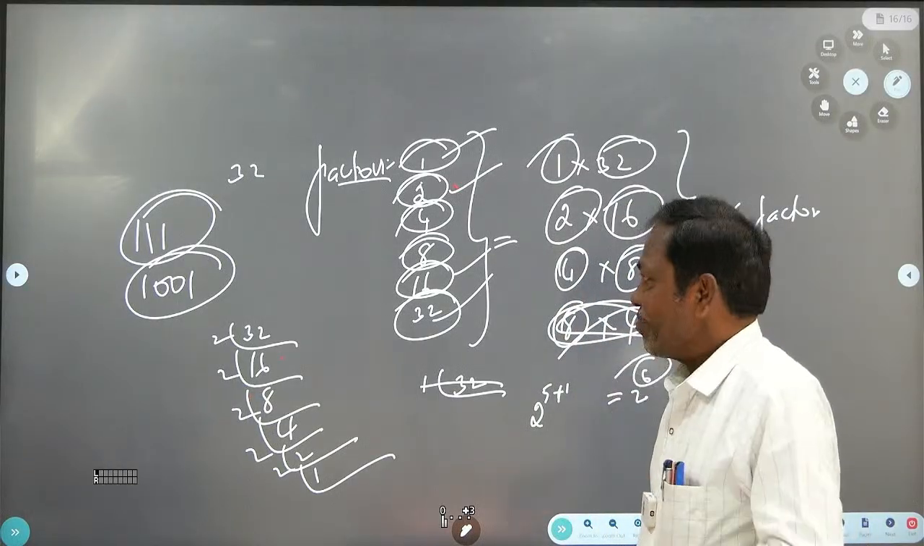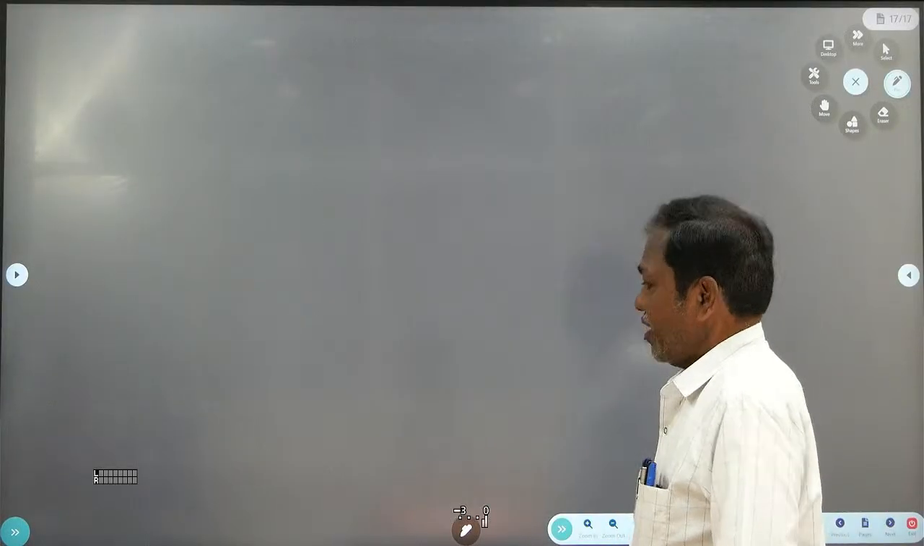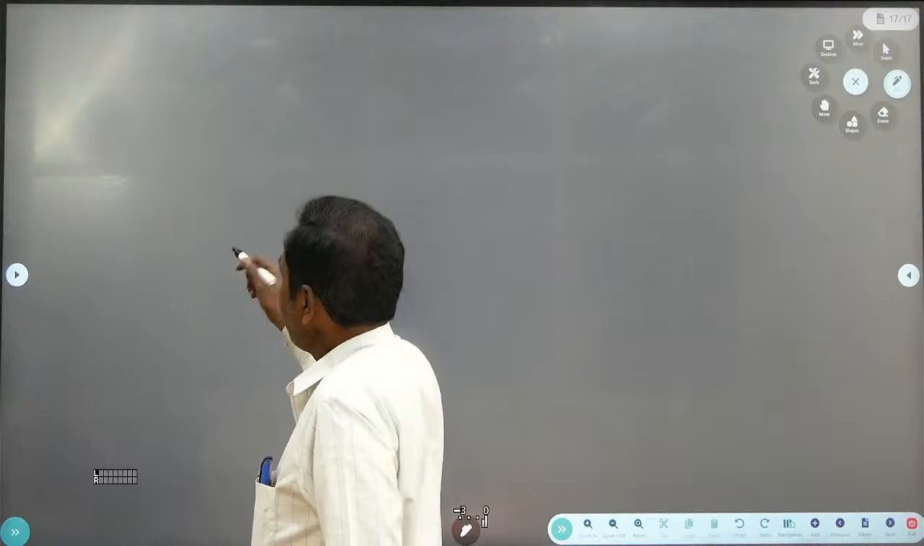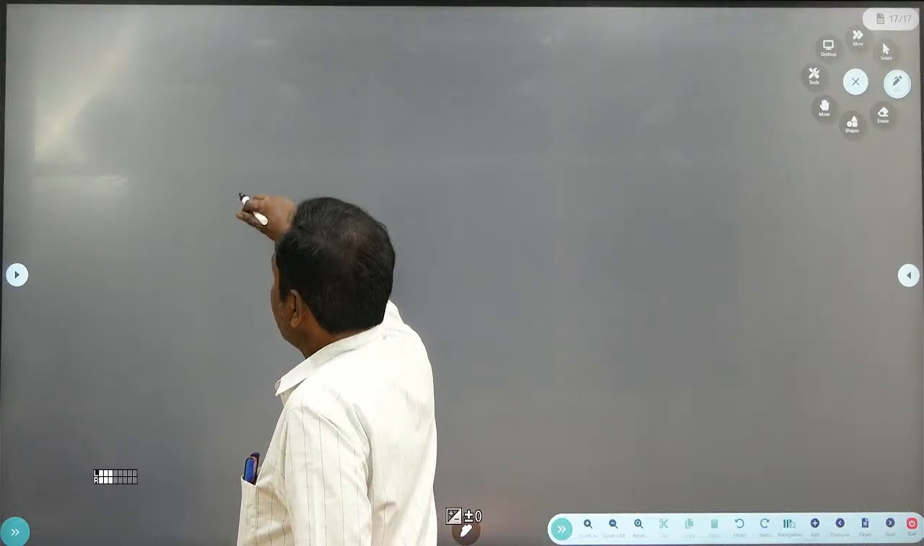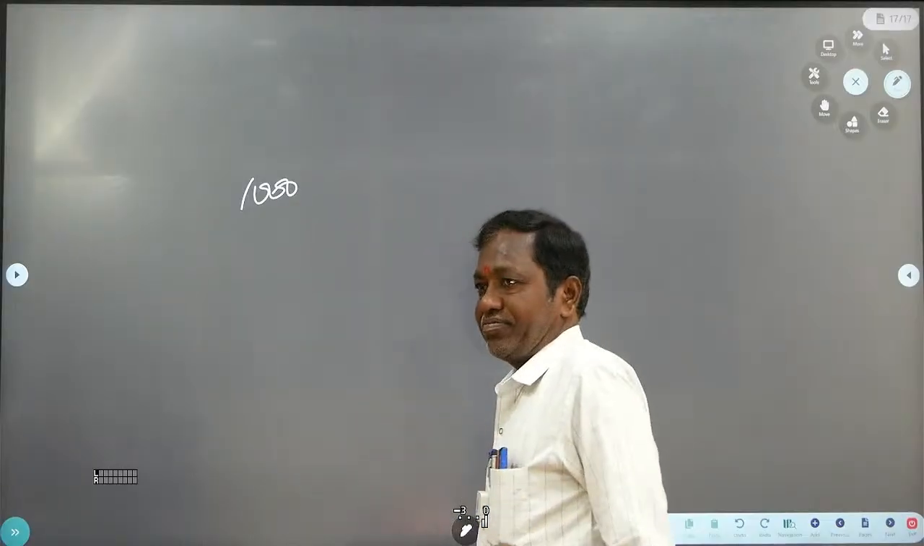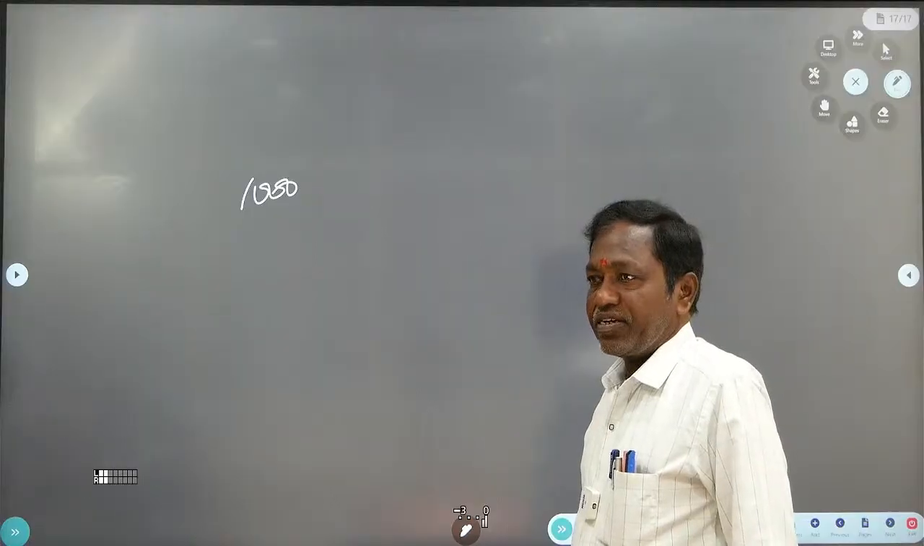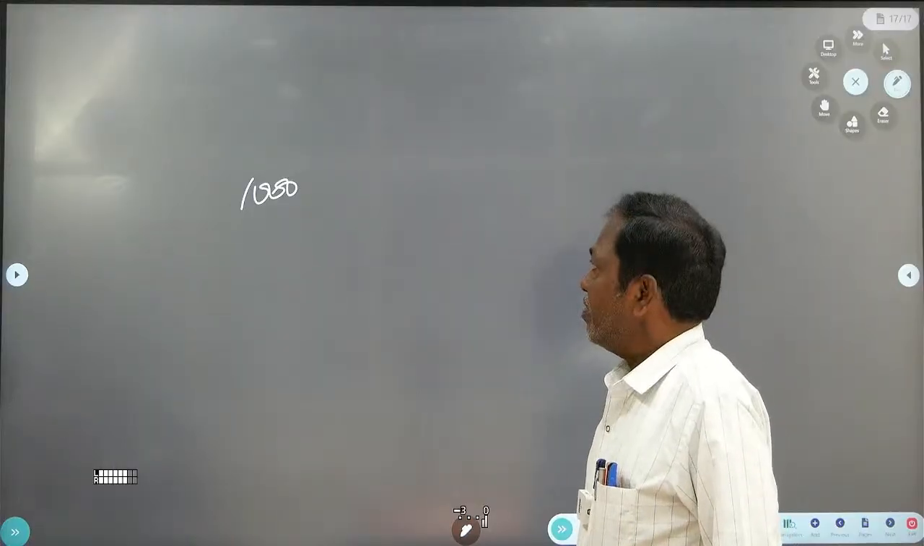So it is like that. And if we try, for example, for 1000, how do you do that? How many factors, sir? Finding the number of factors. What are the number of factors?